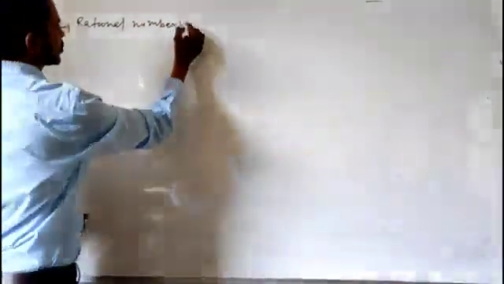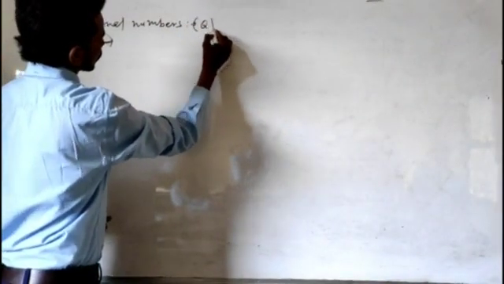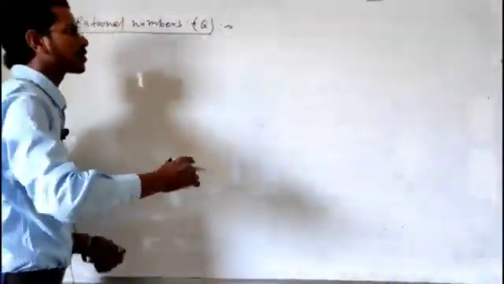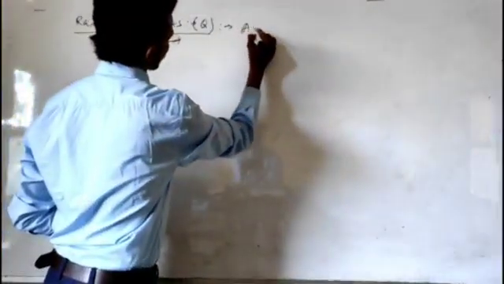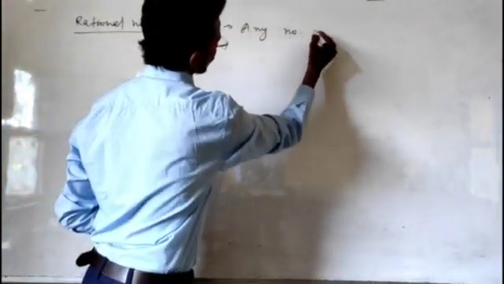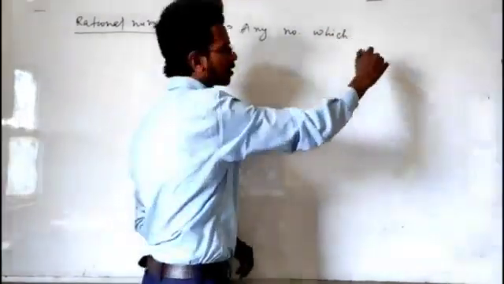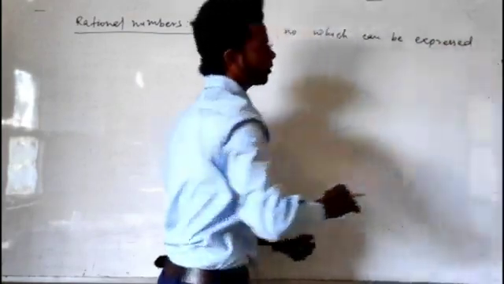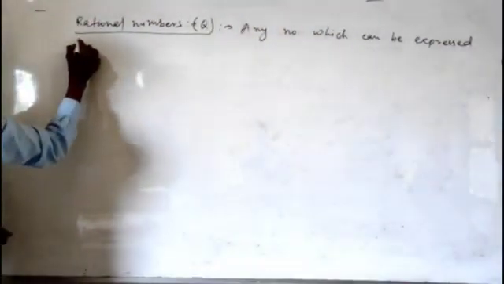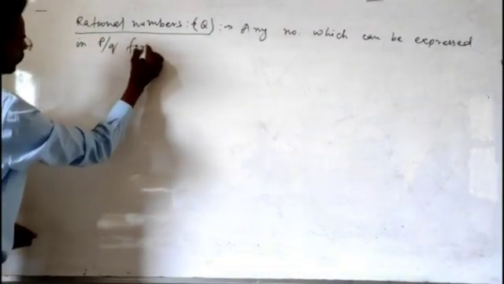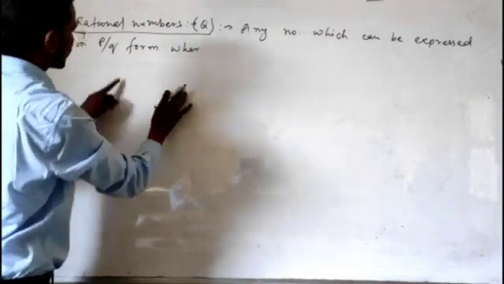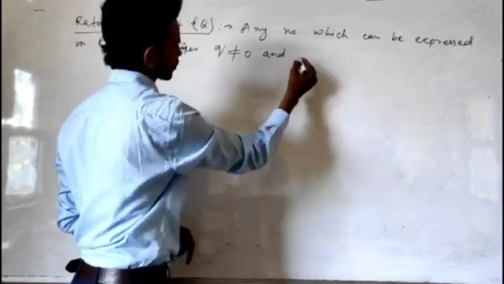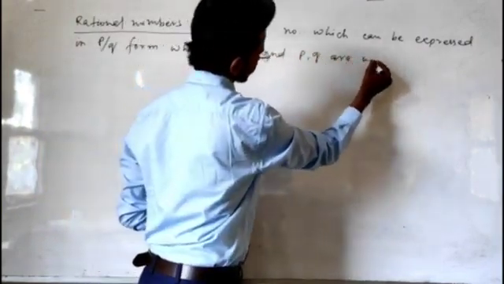Rational numbers, it is denoted by Q. First of all, we will define the rational number. What is a rational number? Any number which can be expressed in P by Q form, in P upon Q form, where the denominator Q is not equals to 0 and P comma Q are integers.